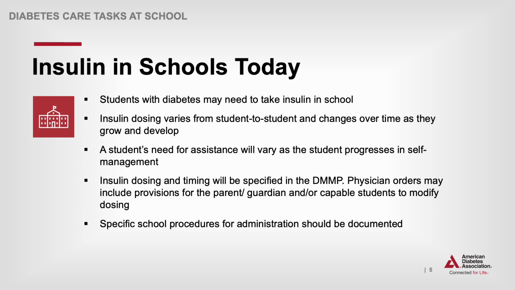Insulin dosing and timing will be specified in the DMMP. These physician orders may include provisions for the parent or guardian and/or capable students to modify dosing. How, where, and who may perform or assist with insulin administration is determined jointly by the parent or guardian, student, school nurse, and other school staff, and should be documented in the Individualized Healthcare Plan, or IHP, and the student's 504 plan, IEP, or other written accommodation plans.